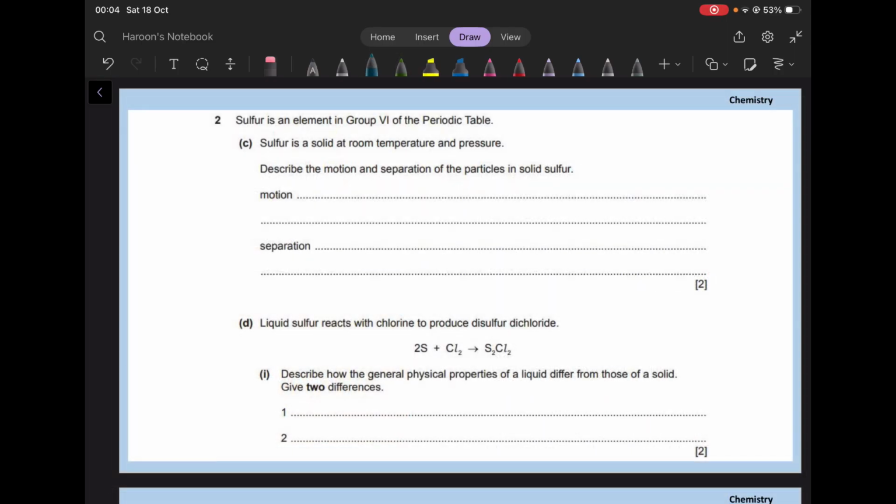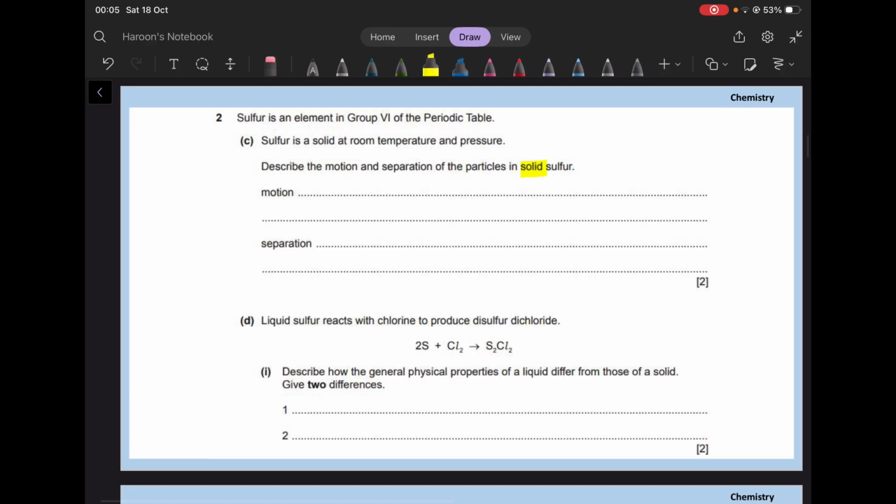Okay, so now we'll discuss the theory questions related to the concepts that we just discussed. Sulfur is an element in group 6 of the periodic table. Sulfur is a solid at room temperature and pressure. Describe the motion and separation of the particles in solid sulfur.